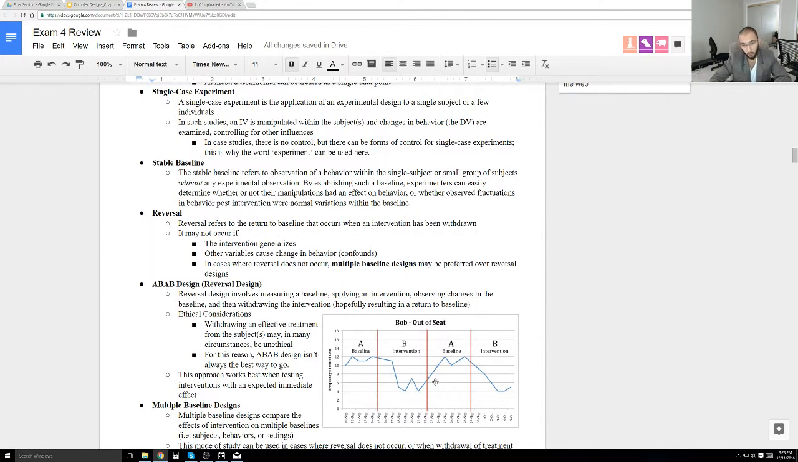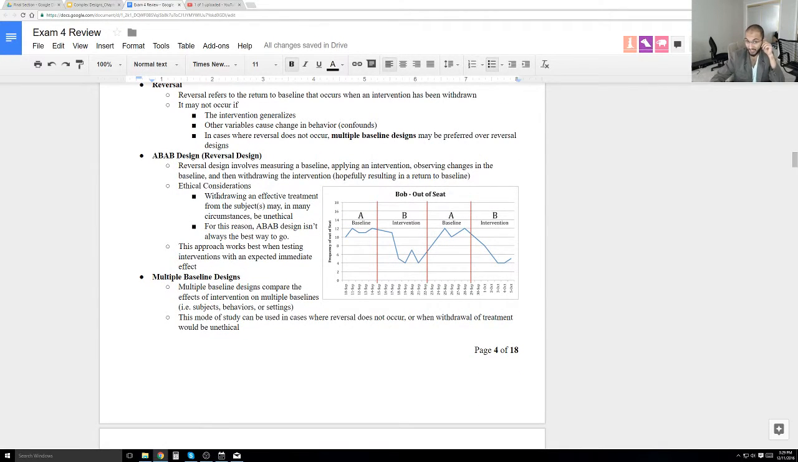So, now we'll get to this full AB design in a moment, but first we'll talk about reversal. Reversal is simply the return to baseline that occurs when an intervention has been withdrawn. We should know that definition, and we should know that it may not occur if the intervention generalizes. So if the intervention sort of has a permanent effect, right, and it's not going to go back down to the baseline, we might not see reversal. If other variables are causing changes in behavior, these confounds, we might not see a clear reversal. And in these cases, multiple baseline designs, which we'll get into, may be preferred over reversal designs.